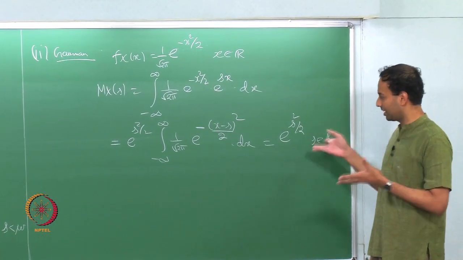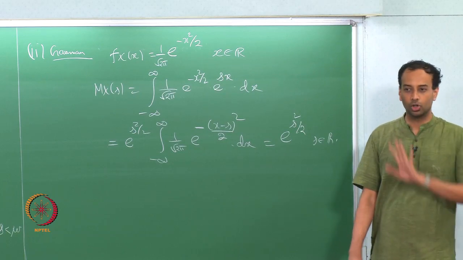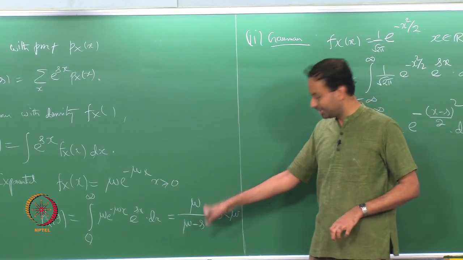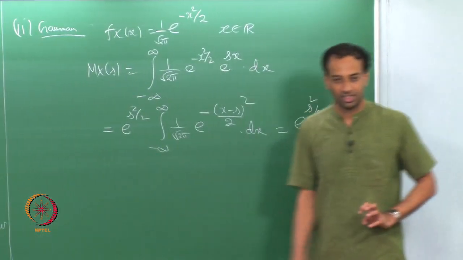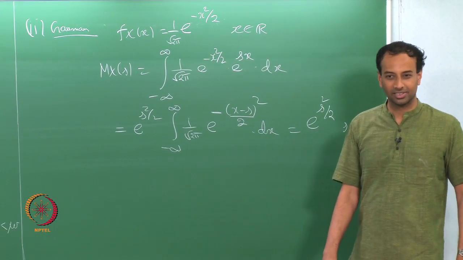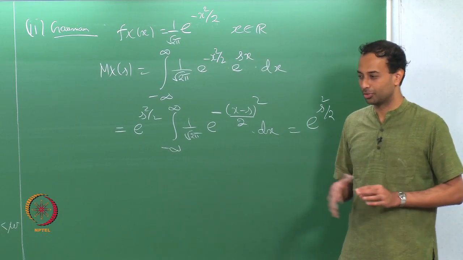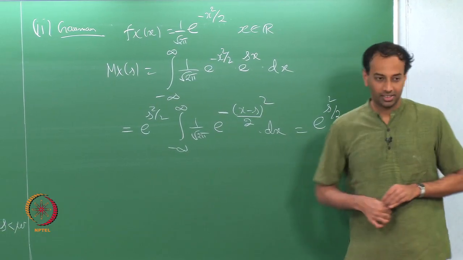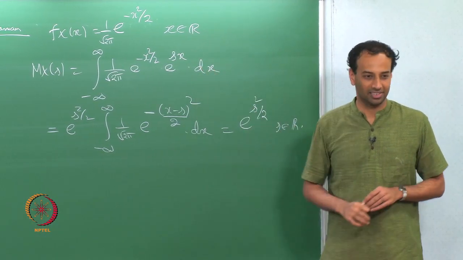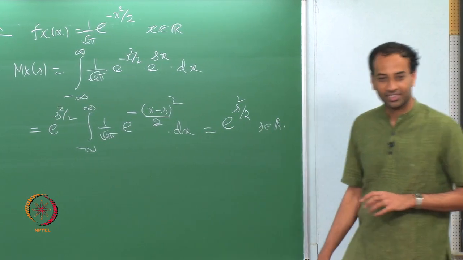Actually, this is the moment generating function for all complex values of s also. It is valid in the whole complex plane. The exponential case was not valid in the whole complex plane; it is valid for the real part of s less than mu if s were complex. So far I am just doing all this as real integrals, which is not technically fully correct. When we do Fourier transforms and characteristic functions, this issue will bite us even more, but for now it is okay.